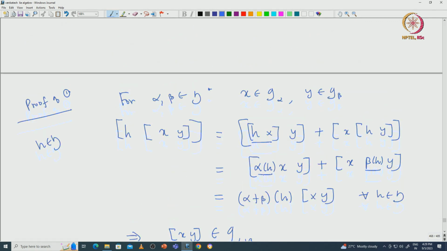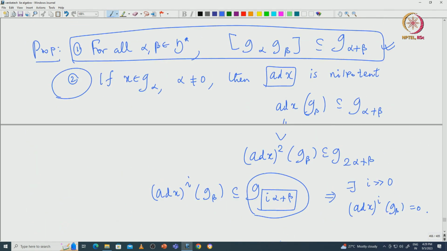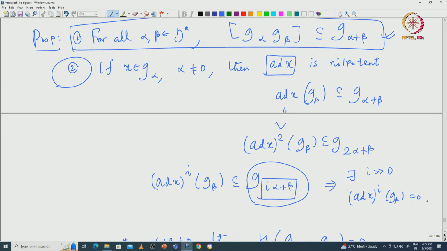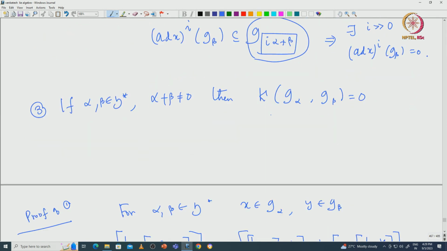Okay. So like I said, fact 2 actually comes from fact 1, so that we have already verified. Now let us verify fact 3. To verify fact 3, again we take H from this capital H such that alpha plus beta of H is actually non-zero.